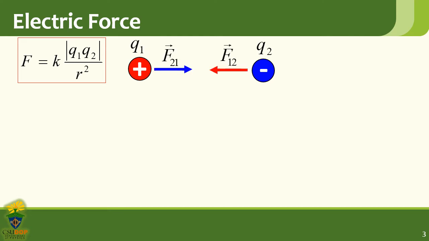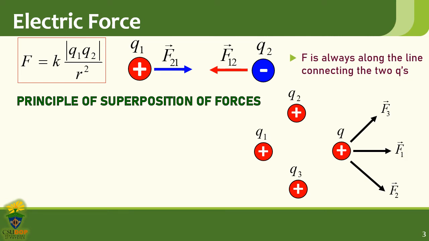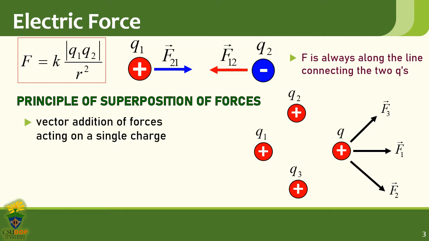Note that Coulomb's law is only for calculating the magnitude of the force vector, and the directions of the forces are always along the line connecting the two charges. If there is more than one force acting on a charge Q, such as the one shown here, then the principle of superposition of forces will be applied. The total force on that charge will then just be the vector sum of all the forces acting on it.